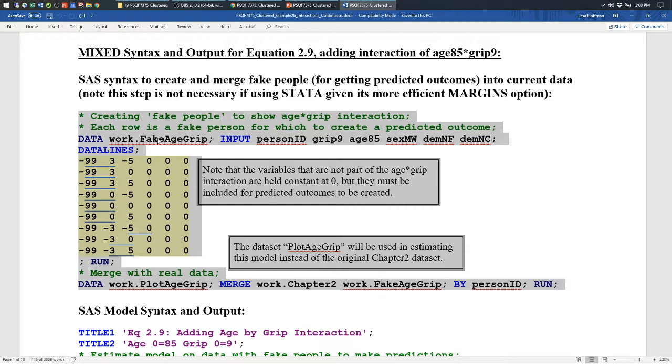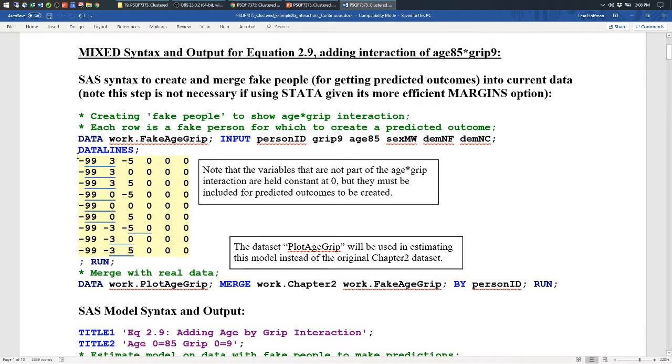So for instance here, I am creating a new fake data set where everybody's ID variable is -99. You'll see that I have 3, 0, and -3 for grip strength. That's roughly plus or minus 1 standard deviation. -5, 0, and 5 for age. And then I'm holding the other variables constant. So this is for a man who is not going to have dementia.